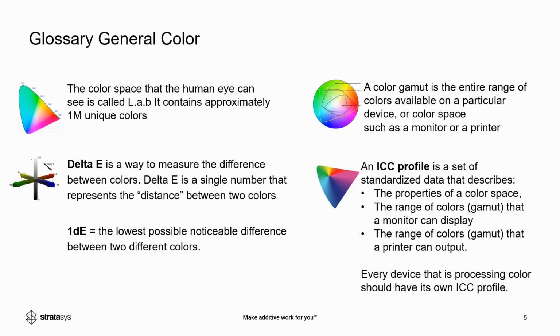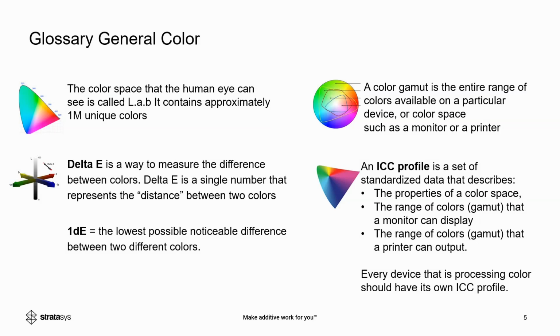First off, we're going to do a quick color basics and terminology review so everyone can understand the topics we're going to talk about later on. So first off, we're going to talk about LAB. That's the color space that the human eye can see, and it contains approximately 1 million colors. Next, we've got a term called delta E, and that is a way to measure the difference between colors. So delta E is a single number that represents the distance between two colors.